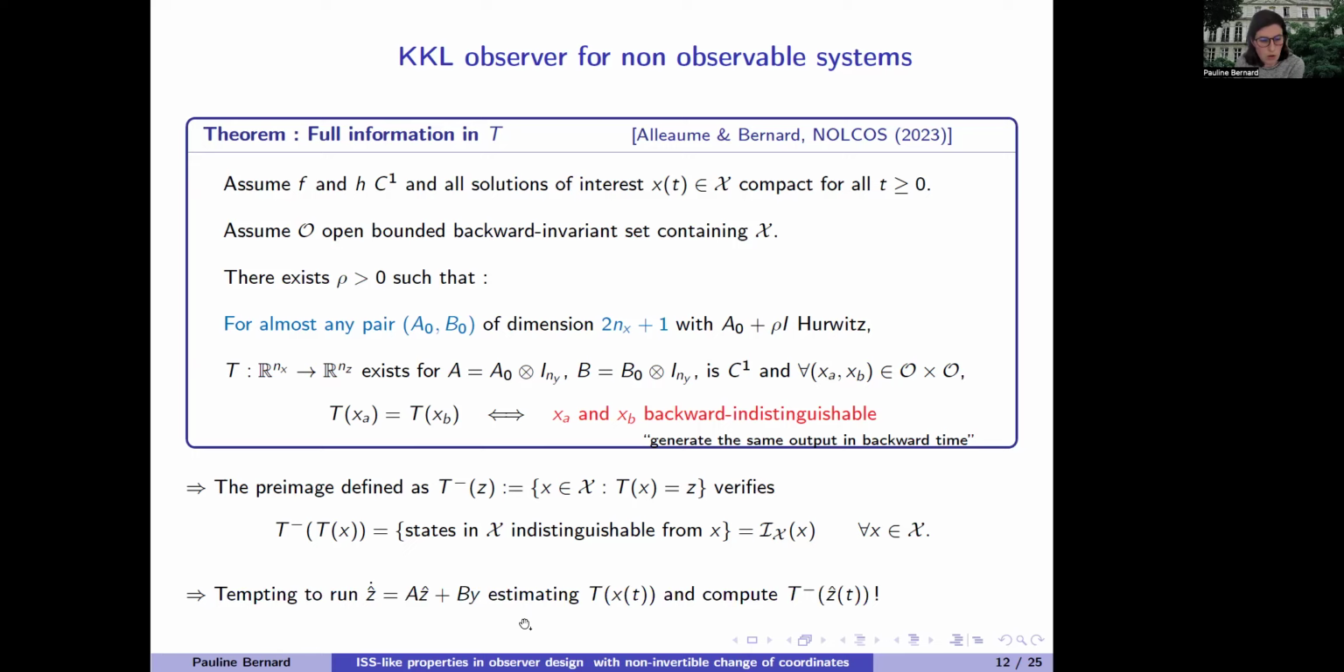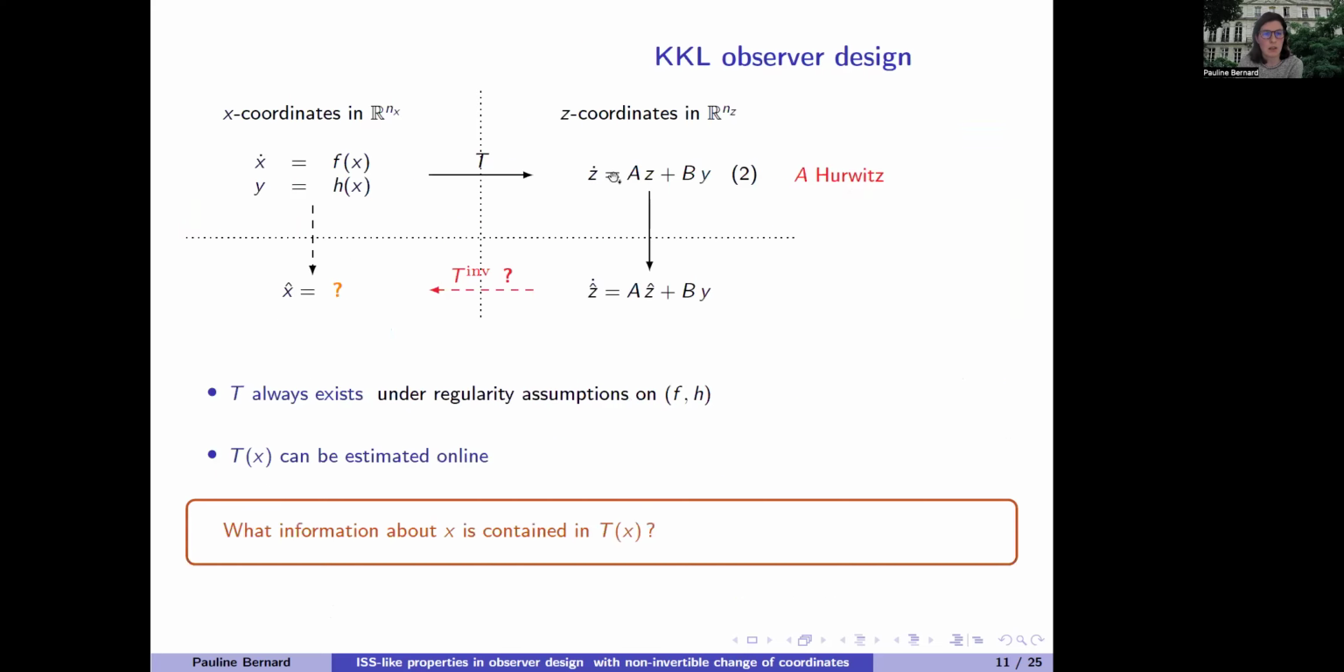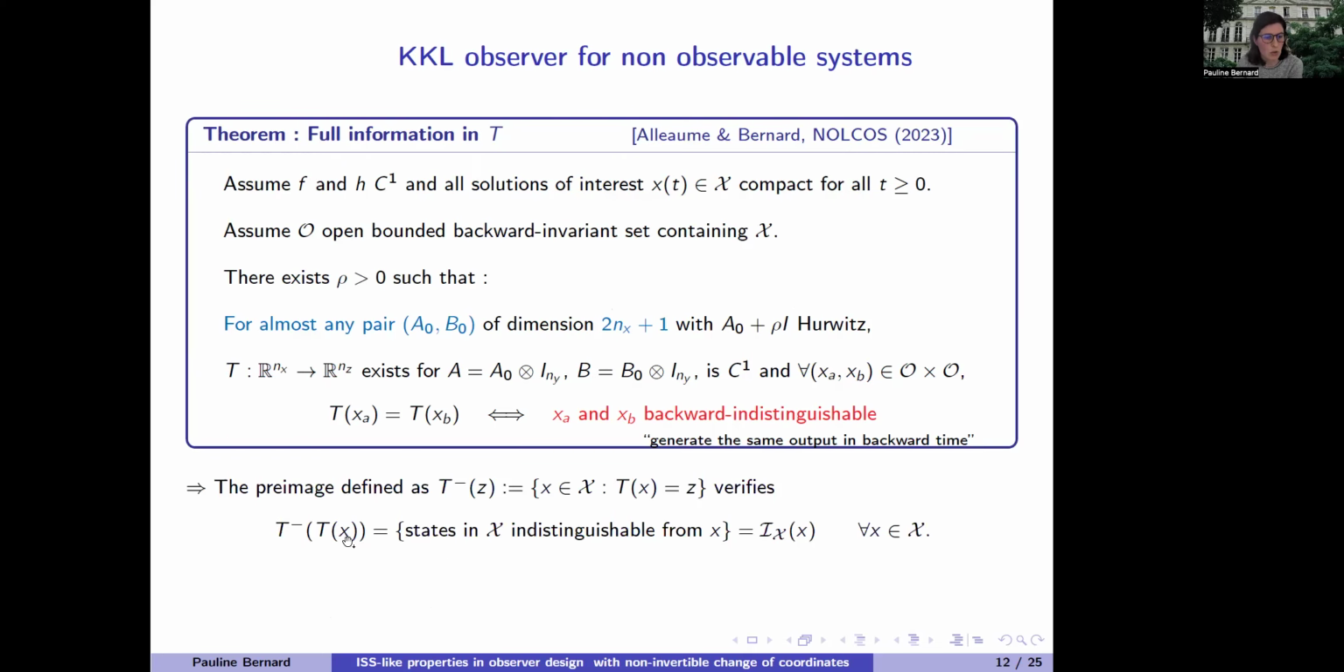And so from now on, what is tempting is to run this filter, because this converges to T of X. Remember that here, because the T of X follows these dynamics, and those dynamics are contracting, even if you initialize Z hat to any initial condition, you know that Z hat goes to Z, which is T of X. So you know that by running this, you're going to go to T of X. And so now you just want to invert T and find all the backward images that you can find.